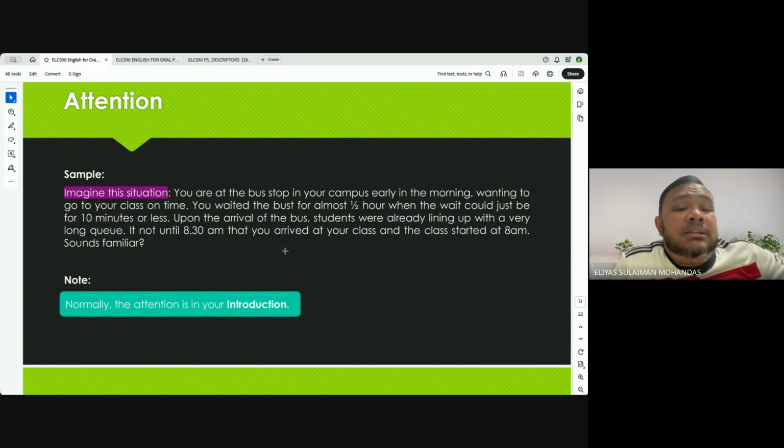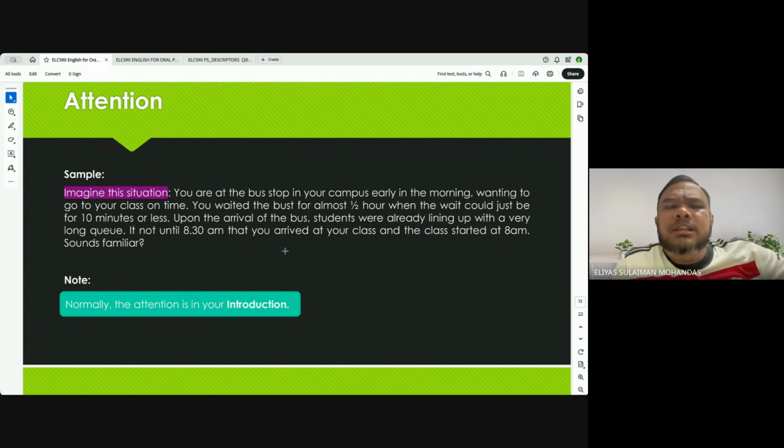It is not until 8:30 a.m. that you arrive at your class, and the class started at 8 a.m. Class starts at 8 a.m. You arrive at 8:30 a.m.